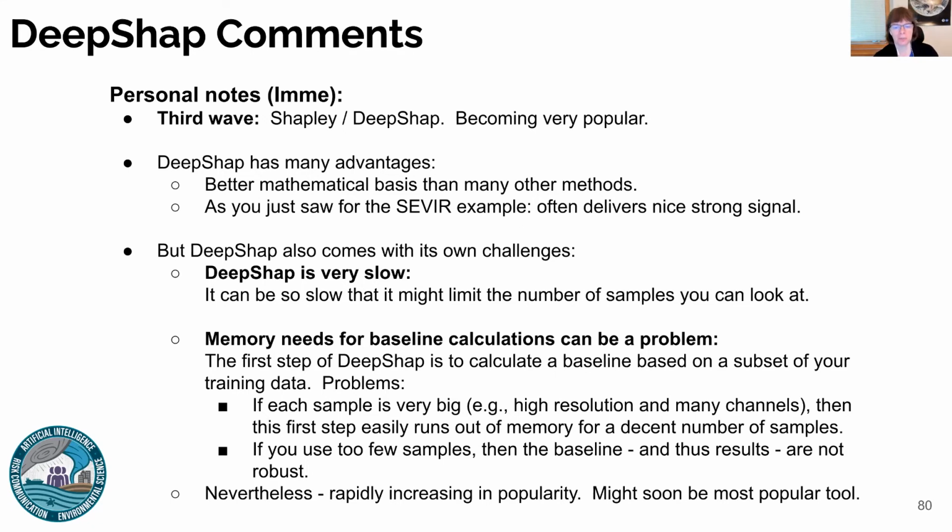So all I'm trying to say is if you have small imagery, Deep SHAP is fairly easy to use. If you have very large images and lots of channels and maybe even different time steps that you're feeding in at the same time, you may run into problems. Don't be surprised. There are tricks around it. You can first use k-means clustering and sample from that, but it's not that trivial if each sample is very large in memory. Nevertheless, it's rapidly increasing in popularity. In fact, lots of papers that I see coming out right now use Shapley values. So it might soon be the most popular tool.